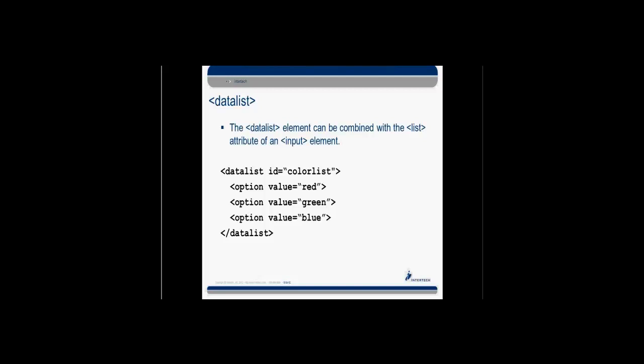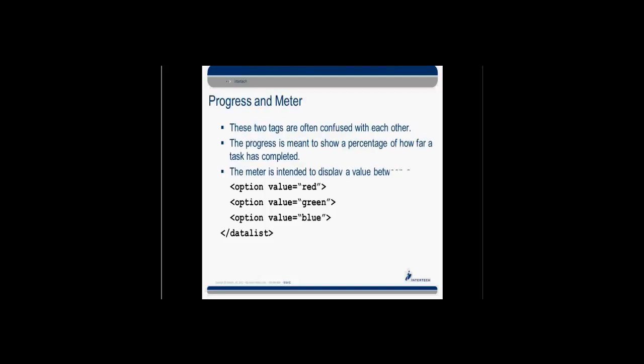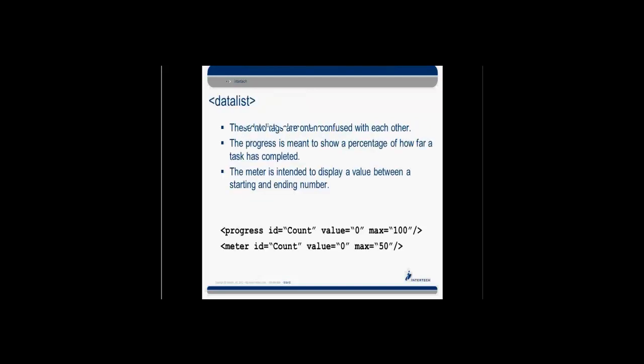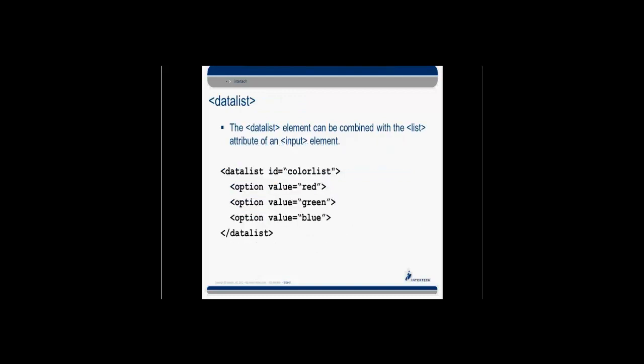So datalist is a great way of locking the type of content that can appear in a particular text box and help the user fill it out correctly. Kind of like a drop-down list. Datalist can be used with more than just the input type as well. And it can be used across multiple input types.